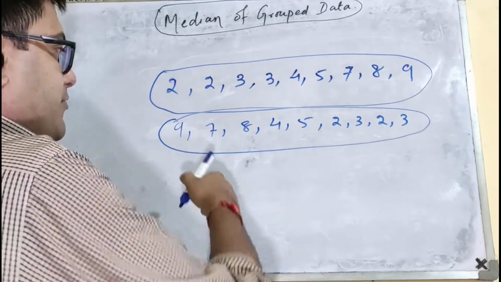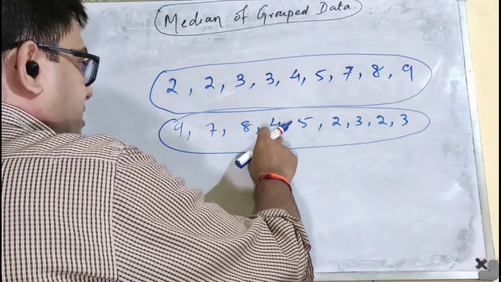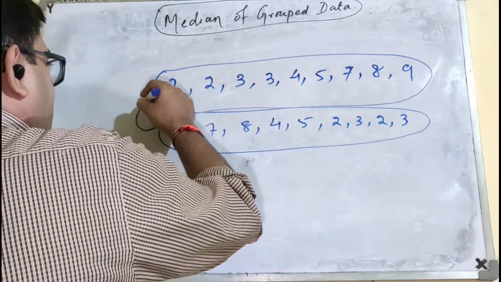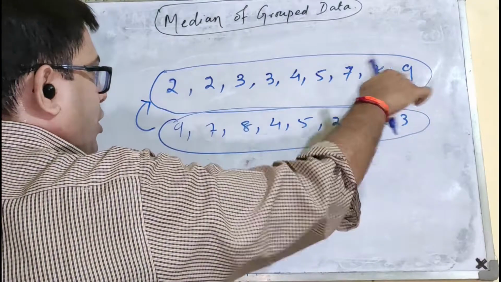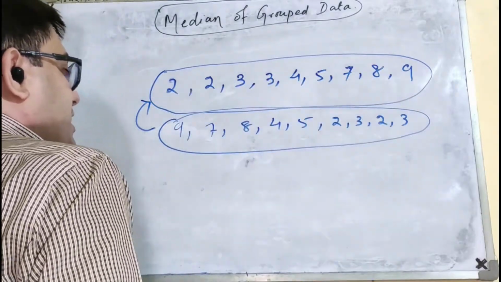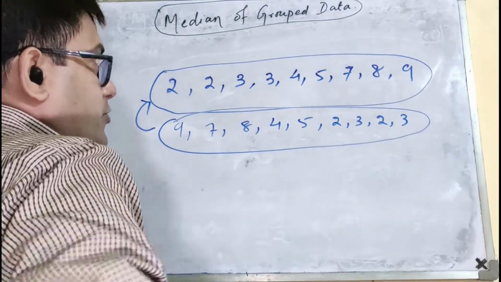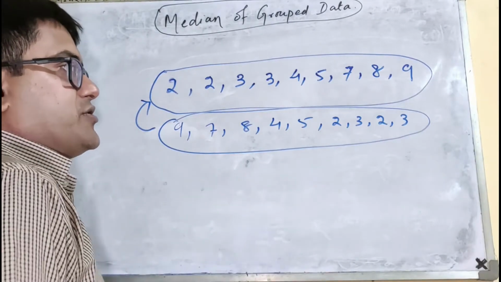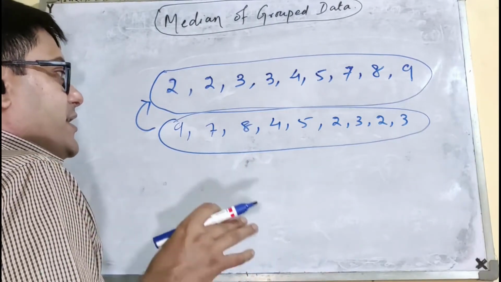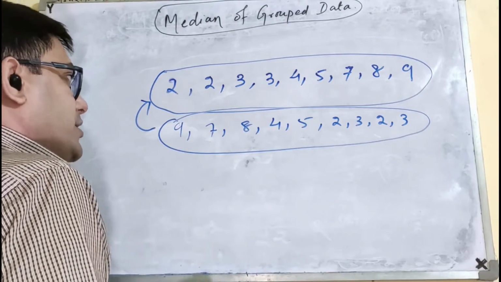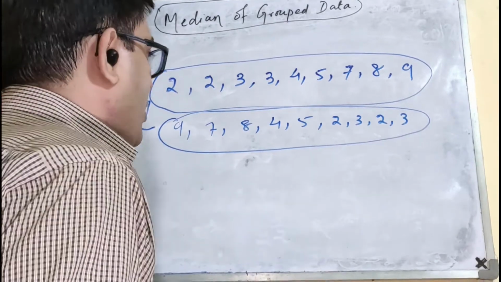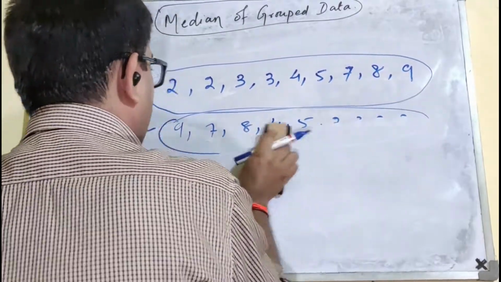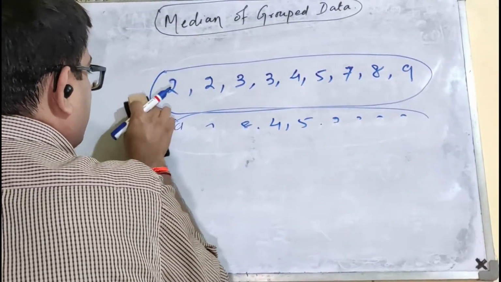So I cannot find the median based on this particular arrangement. I have to order it and get the ordered data set first. Only then I will be able to start to find the median. The first step of finding the median of any data set is to check whether it is ordered. If it is ordered, then fine. If it is not ordered, then you have to convert it to an ordered data set. So let's say I have the ordered data set now.